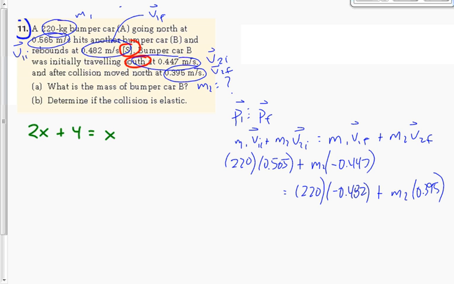Same thing ultimately, right? Combine the like terms. We can take the 2x over to the other side by subtracting, or we can take the x over here and the 4 over here. It doesn't really matter. I would probably, since it's only one step, take the 2x over. It's the same as 4 equals x minus 2x, or 4 is equal to negative x. Make sense? Therefore, x would be equal to negative 4.